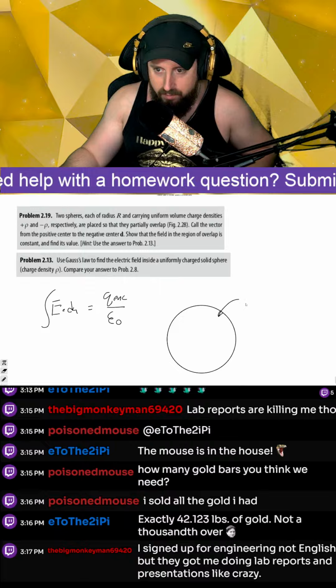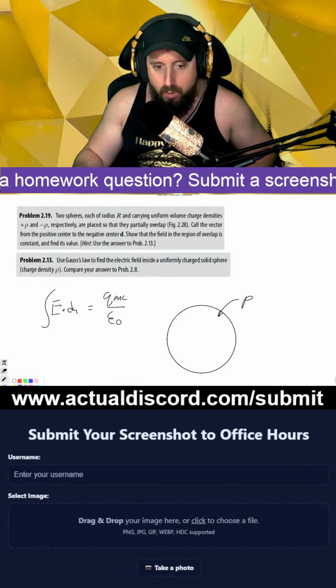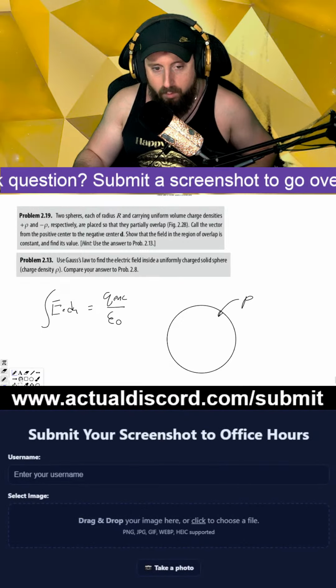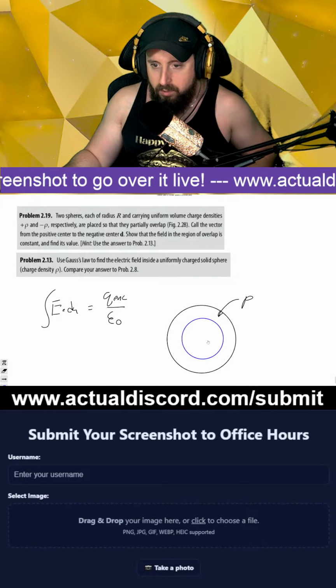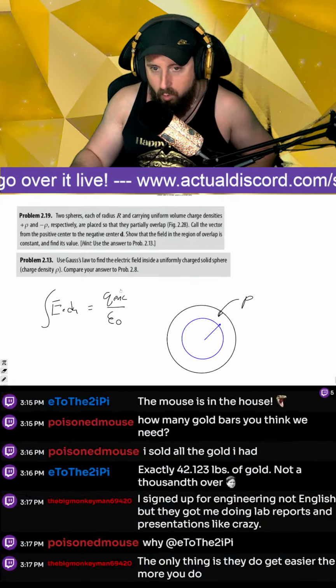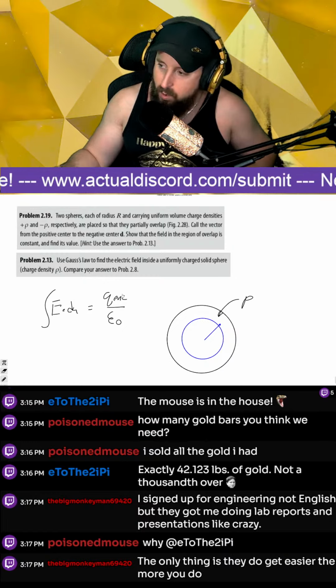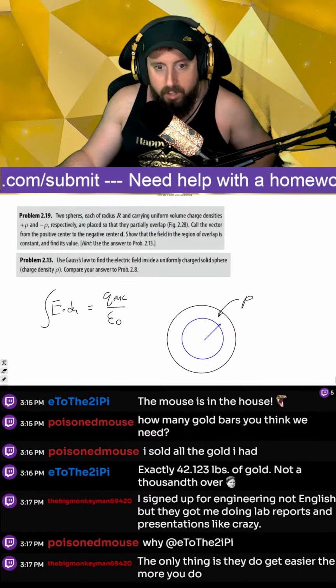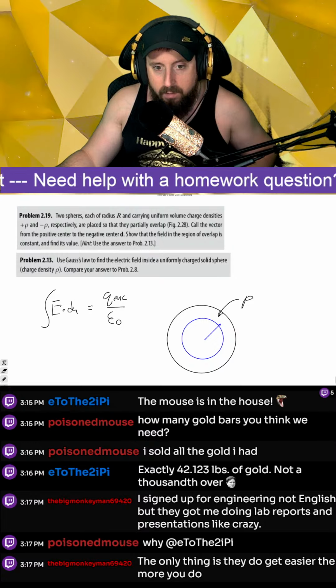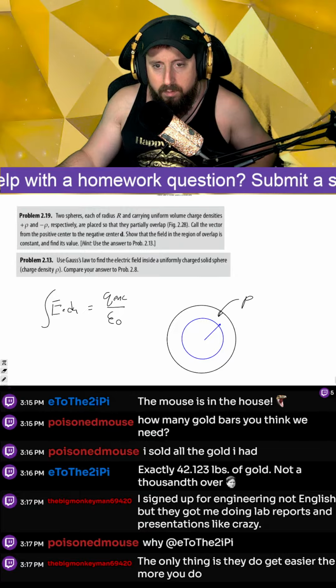What I like to think about is as you go further and further outwards with your Gaussian surface, you're going to start enclosing more and more charge. And so there's kind of like an equation we can come up with for figuring out how much charge we are actually enclosing.